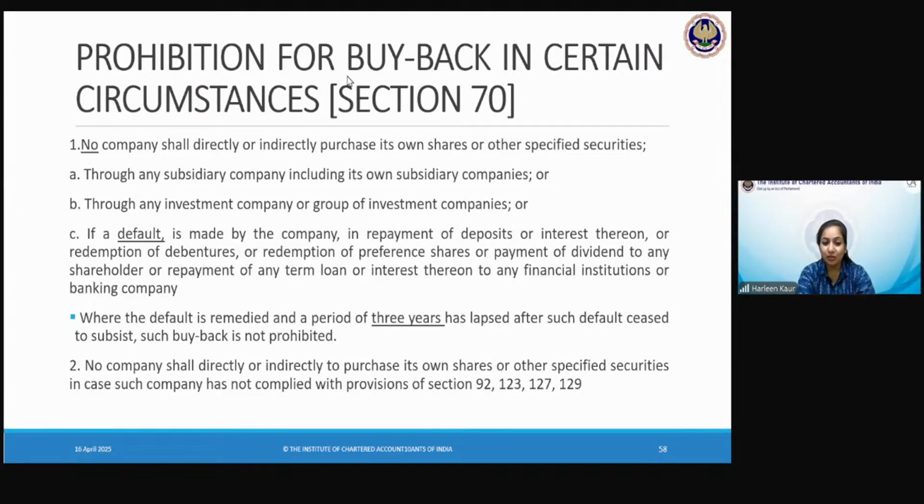Section 70. Good, Dhanush. You have also written a good answer. Who understood section 70? First point, who will raise their hand and explain? Quickly.